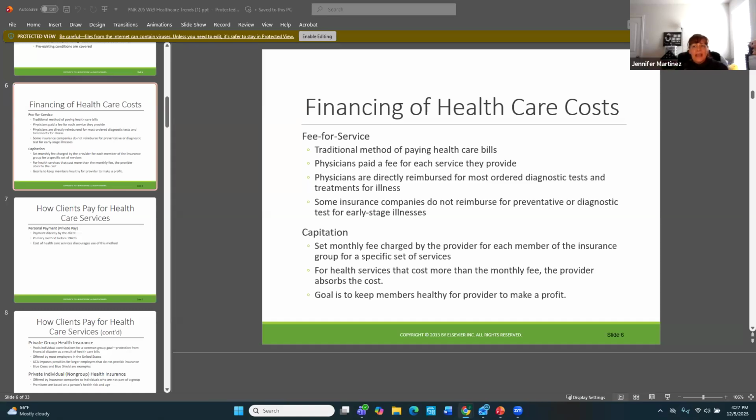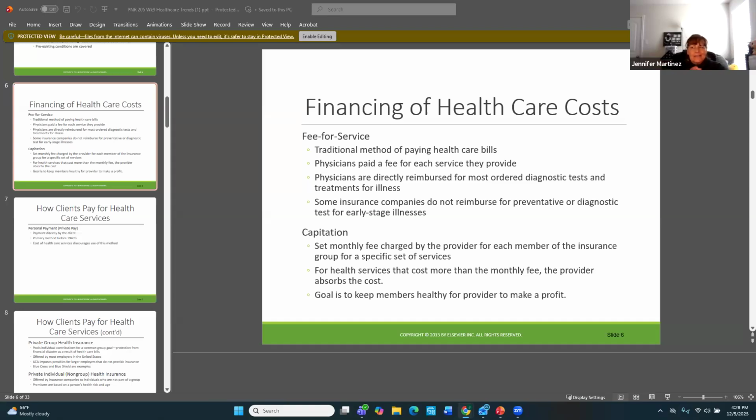But capitation, on the other hand, is when the healthcare provider receives a fee per member over a designated time frame. So let's say you have an insurance. The insurance company is the name of your insurance, okay? So they're providers that accept the insurance company.